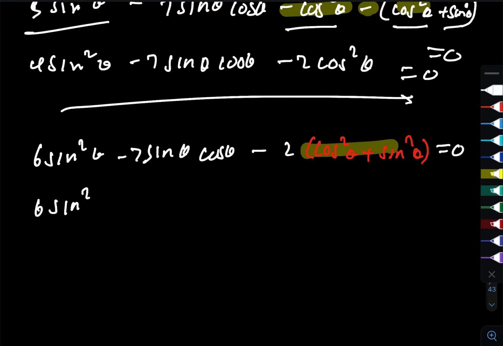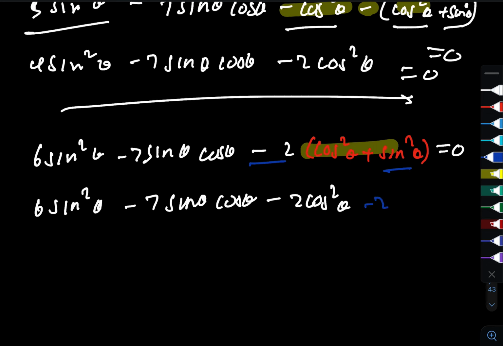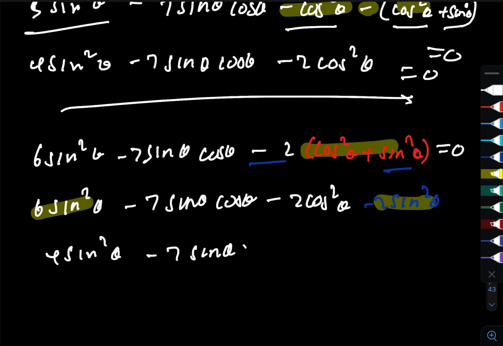So this was going to be 6 sine squared theta minus 7 sine theta cosine theta minus 2 times cosine theta, that will be 2 cosine squared theta, and negative 2 times positive sine squared theta, that will be negative 2 sine squared theta. And this is a like term to that one. I have 6 minus 2, that will be 4. That will be a 4 sine squared theta, and then there's going to be 7 sine theta cos theta minus 2, and then I will have cosine squared theta, which is similar to that, by the way, but it took me long to get there.